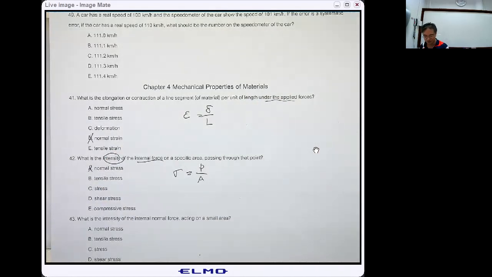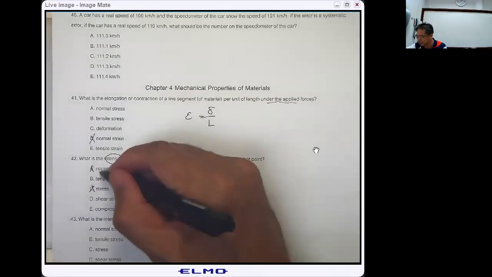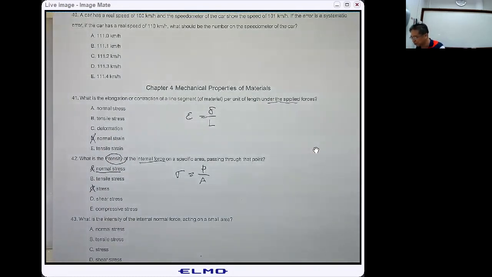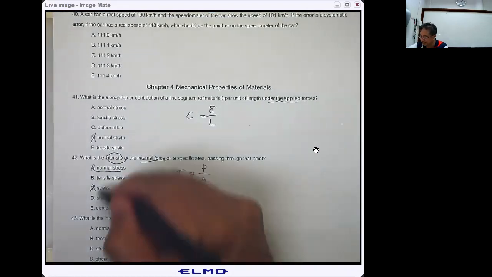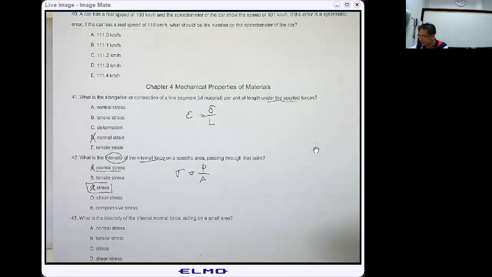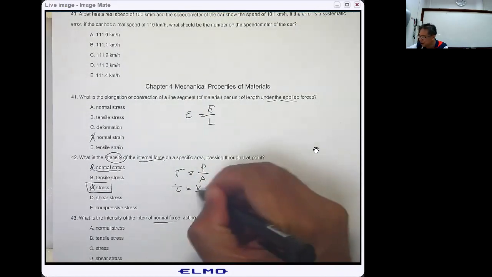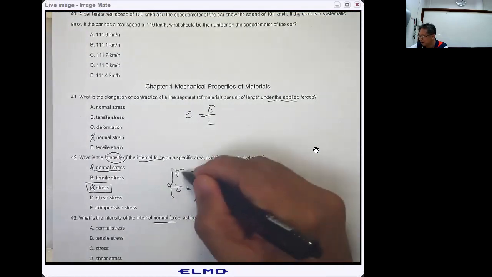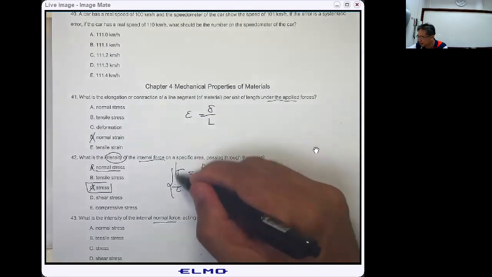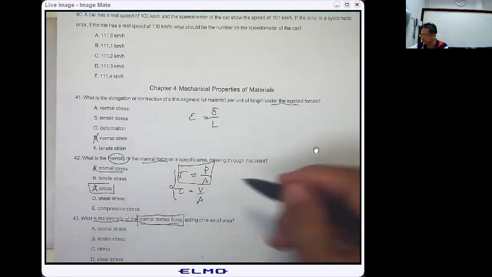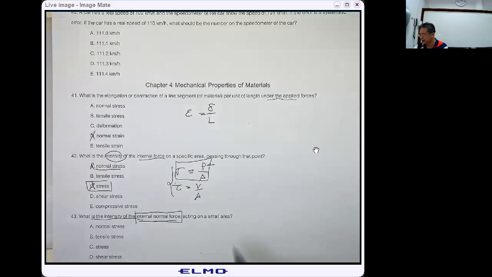Okay, and 43, this is going to be the stress, sorry, this is not normal stress. Normal stress is going to tell about something more specific. This is just the stress. For the normal stress, it can be tau equal to V over A or sigma equal to P over A. So the intensity of the internal normal force, that is P, acting on the small area, this is going to be the normal stress.